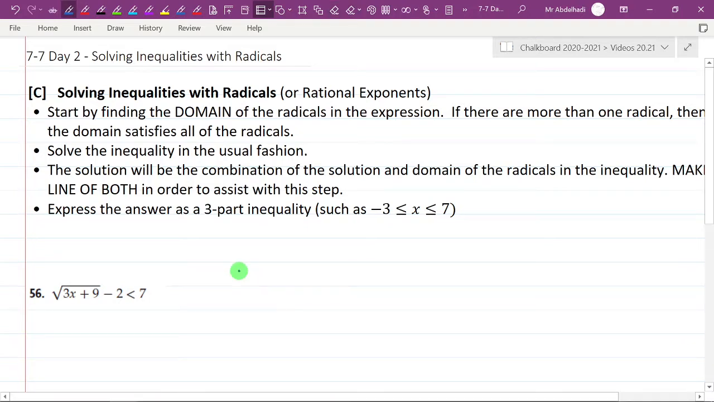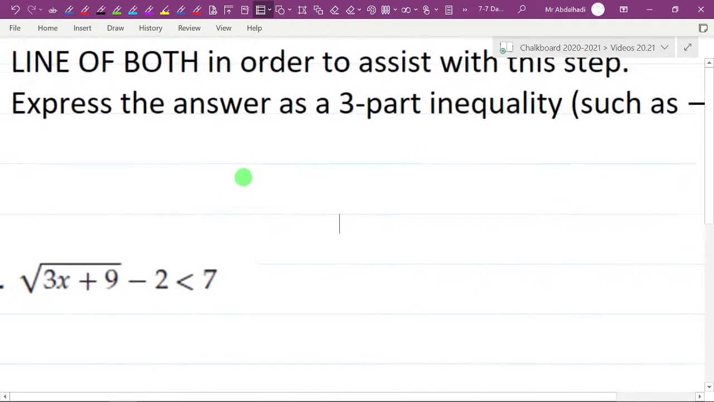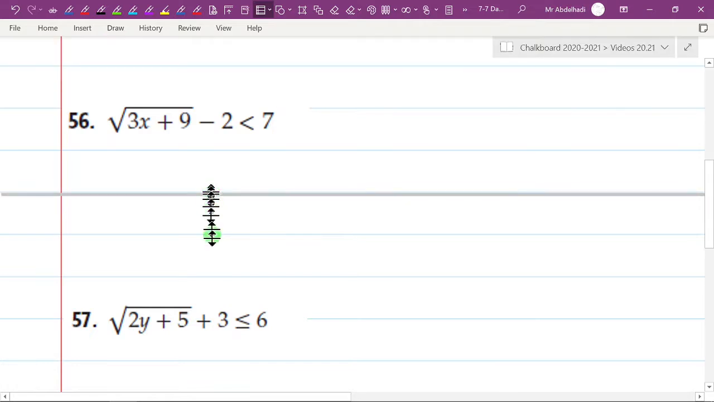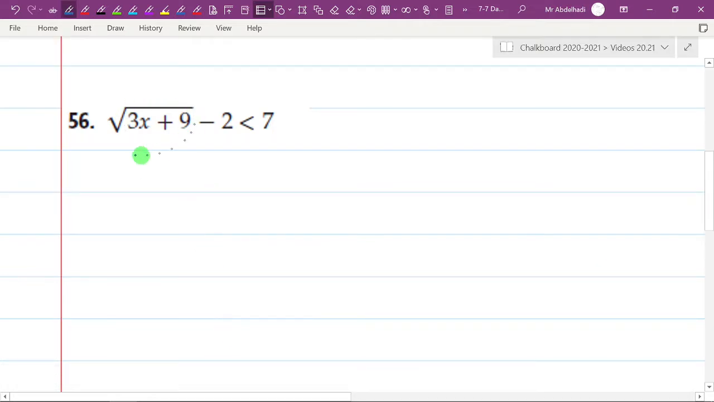So what we'll do in this case is the checking of the domain. We will solve our inequality, but we will also check the domain to make sure that the domain is not going to restrict your answer. So here we go. Like we do with every other square root function, when we do the graph, we used to check the domain. So we're going to do that right now.